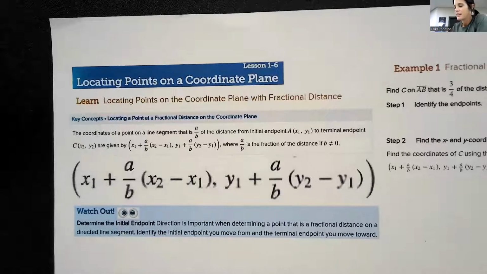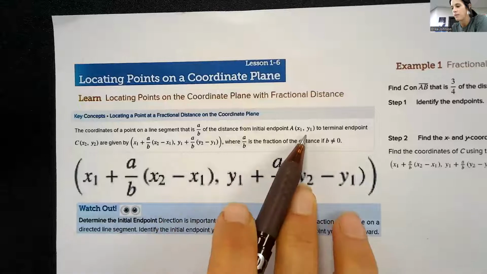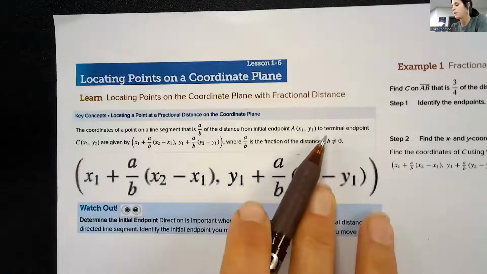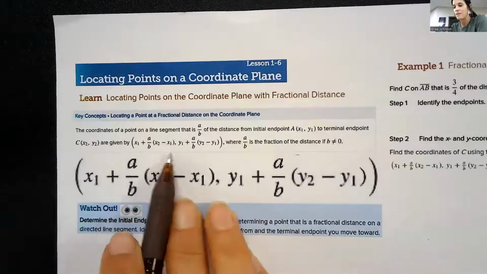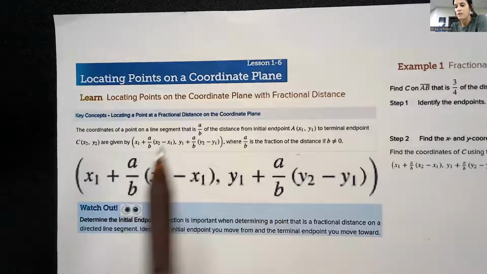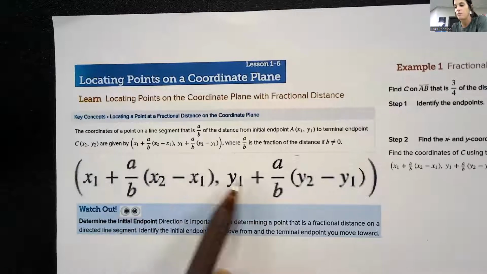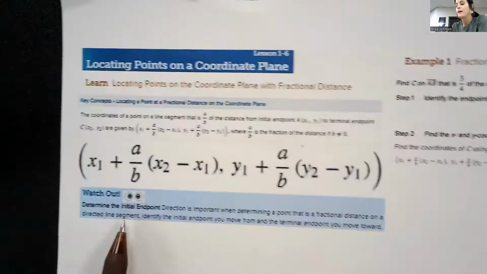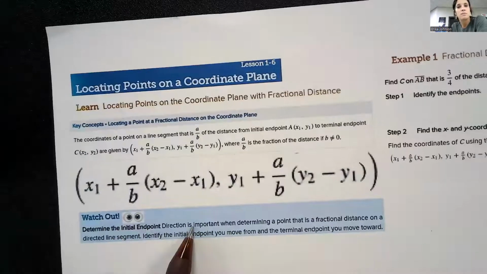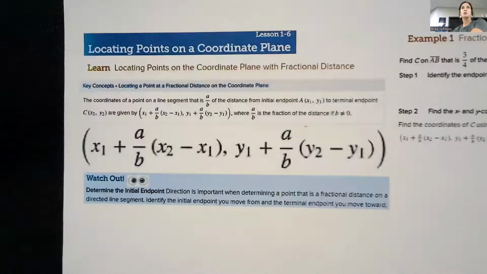Okay, so our formula says the coordinates of a point on a line segment that is a over b of the distance from the initial endpoint, that's x1 and y1, to a terminal endpoint, x2 and y2, is given by this equation. So you're going to do x1 plus a fraction of the difference between them, and then y1 plus a fraction of the distance in between them. You have to determine the initial endpoint. The direction is important when you're doing fractional distance, so keep that in mind. That's what the little watch out is warning you about.